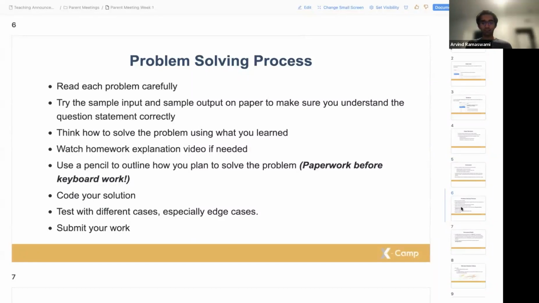Additionally, you can watch the homework explanation video if you need. We have hint videos and solution videos to help you get through that process. Use a pencil and paper to outline your plan on how to solve the problem, depending on the problem's difficulty or how well you understand it. Then code your solution and test with different cases. A lot of times the problems will just give you one test case. You definitely want to create your own test cases and see if they work as expected. And then finally, submit your work.